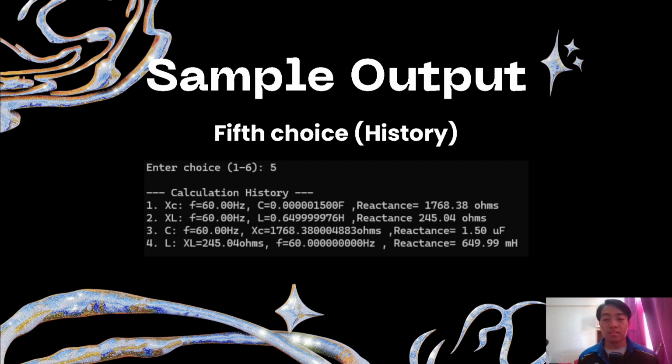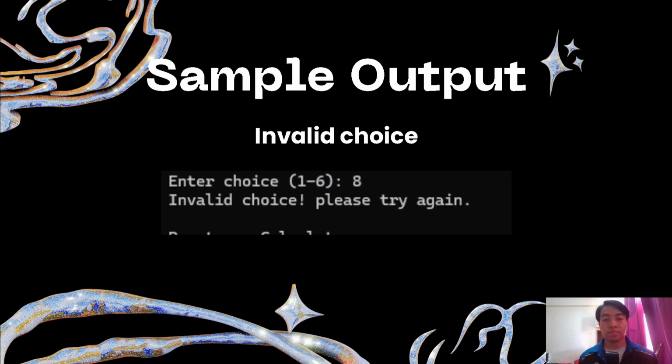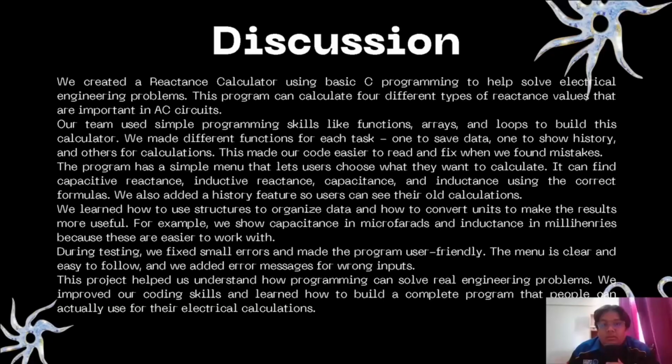For the fifth choice, the history, we enter the choice 5 and then we get the calculation history that show XC, XL, capacitance and inductor values. For the sixth choice, the exit program, when we enter the 6, we get the return 0 and press any key to continue. And for the invalid choice, let's say we put another number, not between 1 until 6, like 8, you get invalid choice, please try again. That's all from me. Thank you.